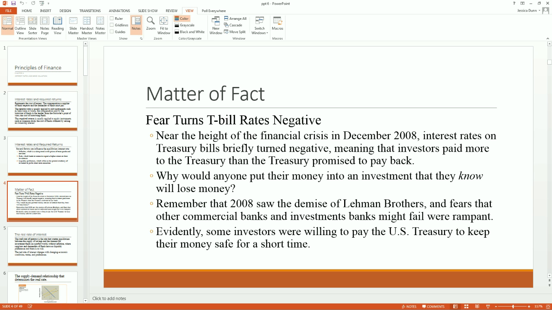Treasury bills, which represent risk-free money, have even turned negative in the past. At the height of the financial crisis in December 2008, interest rates on Treasury bills briefly turned negative. So individuals were paying the government to keep their money safe.